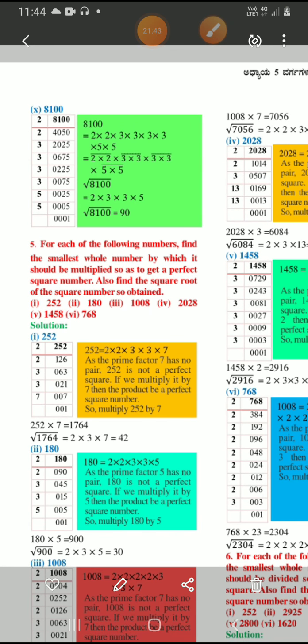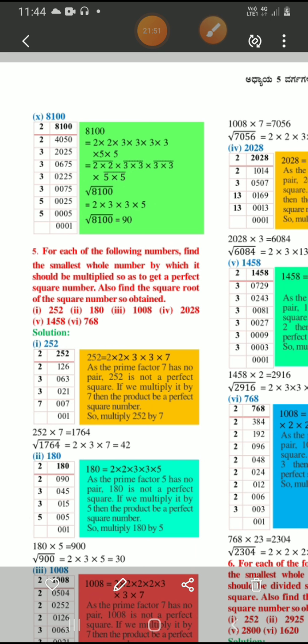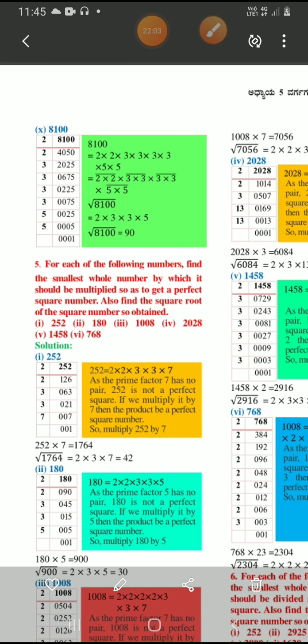8100. So when it is divided by 2, right? Next 2, 1 pair we have taken, 3 is 2 pairs we have taken, 5 is 1 pair. Okay, so finally 2 3s are 6 and 6 5s are 30.